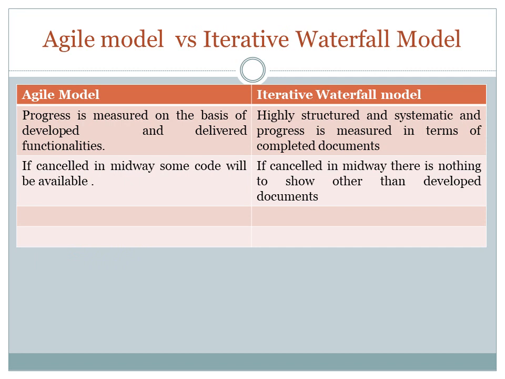So this is a comparison between the agile model and the iterative waterfall model. In the agile model, progress is measured on the basis of developed and delivered functionality, while the iterative waterfall model is highly structured and systematic, and progress is measured in terms of completed documents. If the agile model is cancelled midway, some code will be available of the work already done. If the waterfall model is cancelled midway, there is nothing to show other than some developed documents.